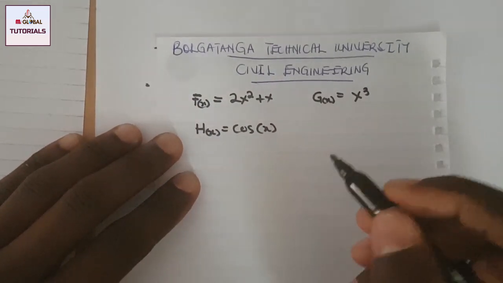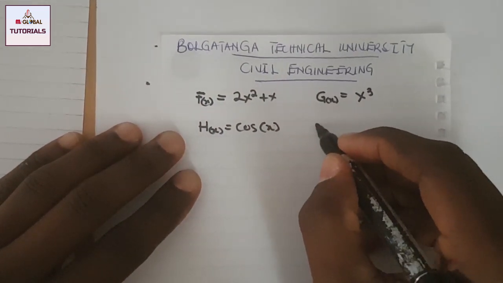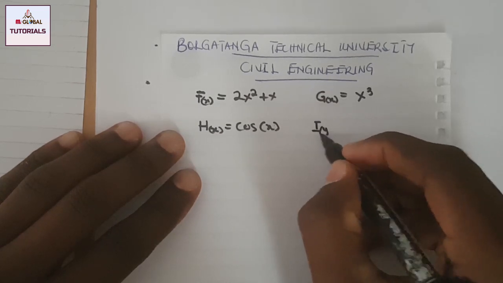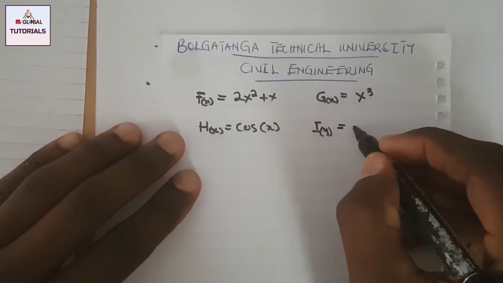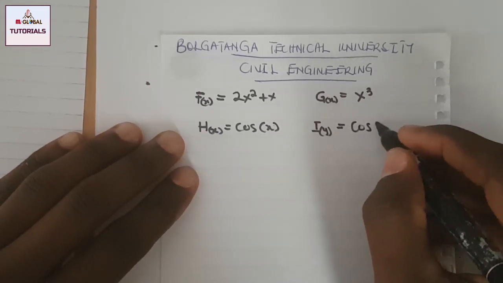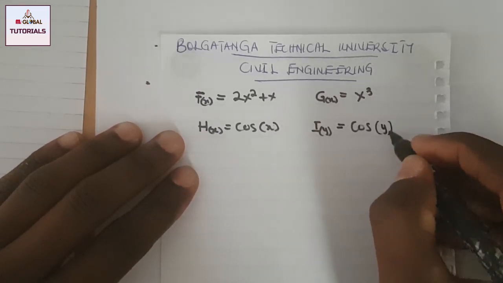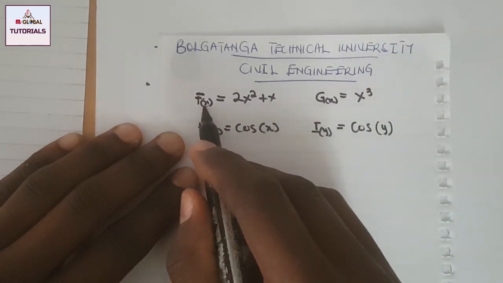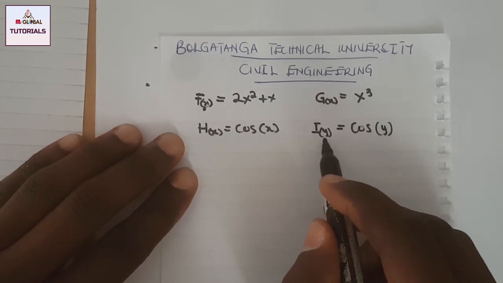Alright, and we can also get a function like I of y. Why am I using y? Because it's with respect to y. So x here is the independent variable, that's why it's f of x. But here, y is the independent variable, that's with respect to y, that's I of y.